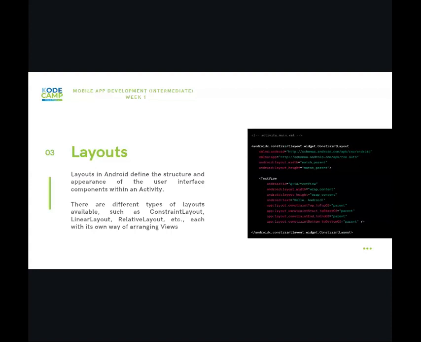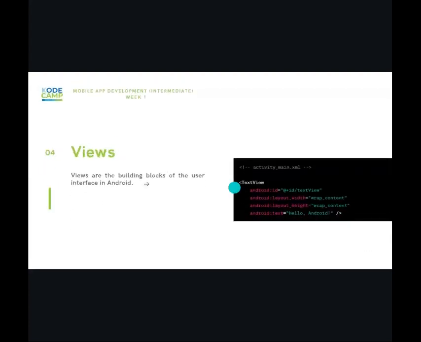Now, that's basically about layouts. Of course, you can see the code representation here because these are things you've seen before. Moving on to views. Views are the building blocks of the user interface in Android. They represent the individual UI elements like your text views, buttons, image views, edit text, and the like. Views are placed inside the layout to create the user interface that you desire.